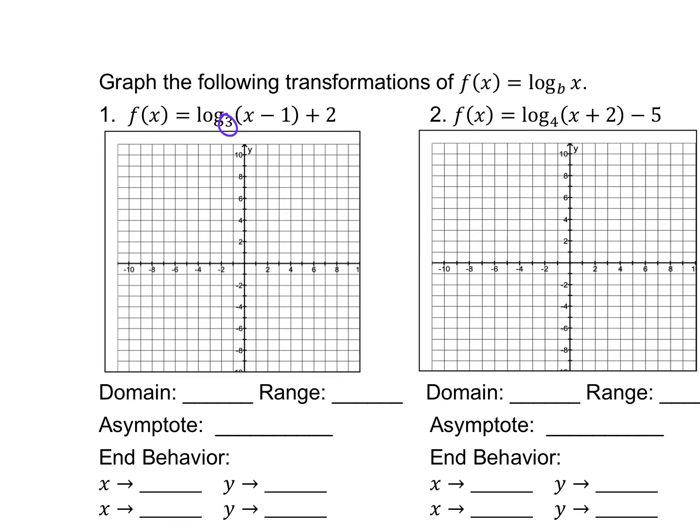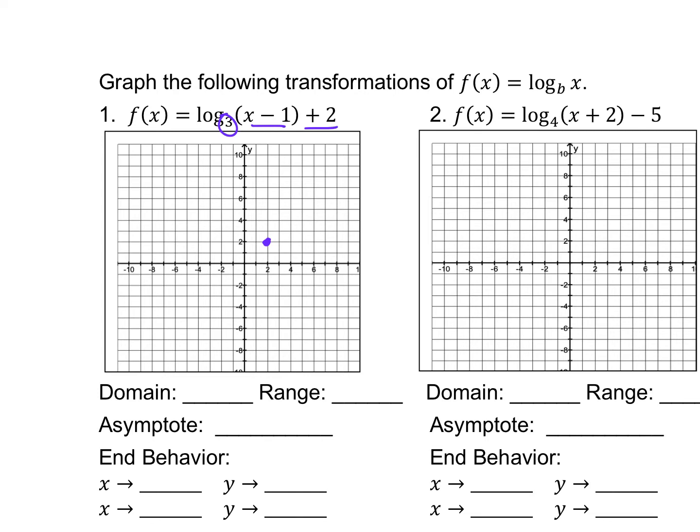Okay? What is that transformation going to do? Right 1 and up 2. Okay, so I take that point that was at 1, 0, and I move it right 1, up 2. So here it is. Which one of those two moves the asymptote this time?